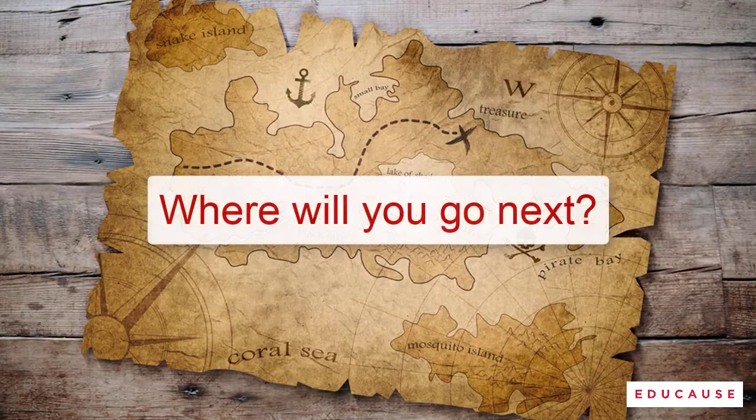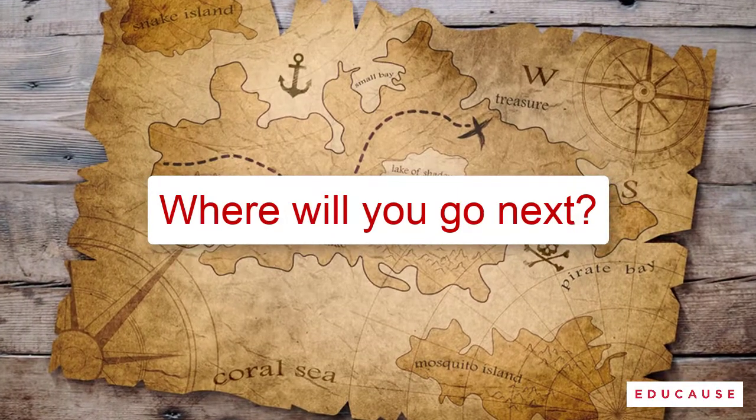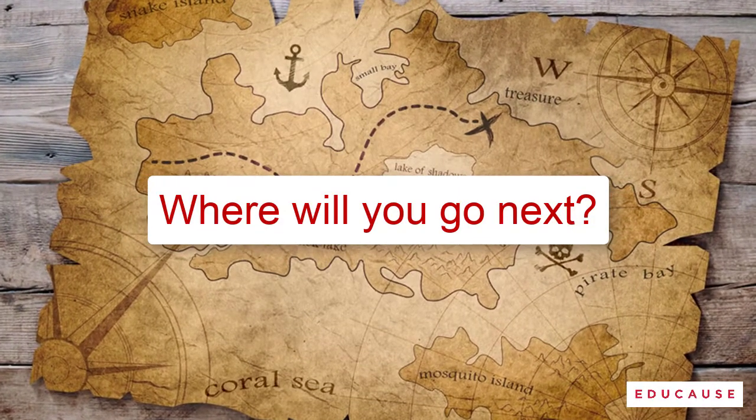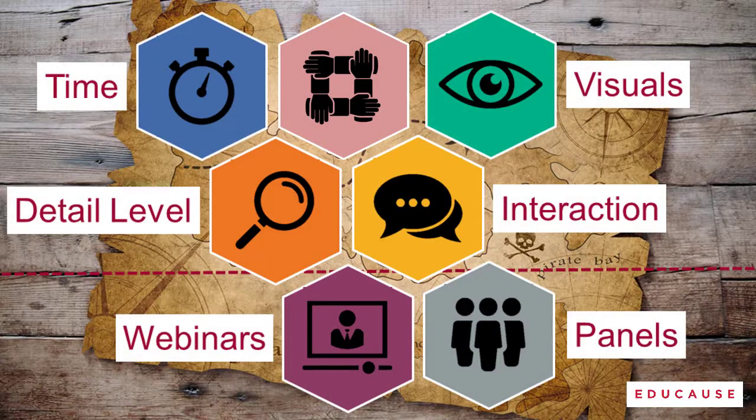Thank you for completing this overview module. You are on your way to making a positive impact on your session participants. It's time to decide where you will explore first. The 4 core skill areas are time, visuals, detail level, and interaction. Select any of them to begin your exploration.